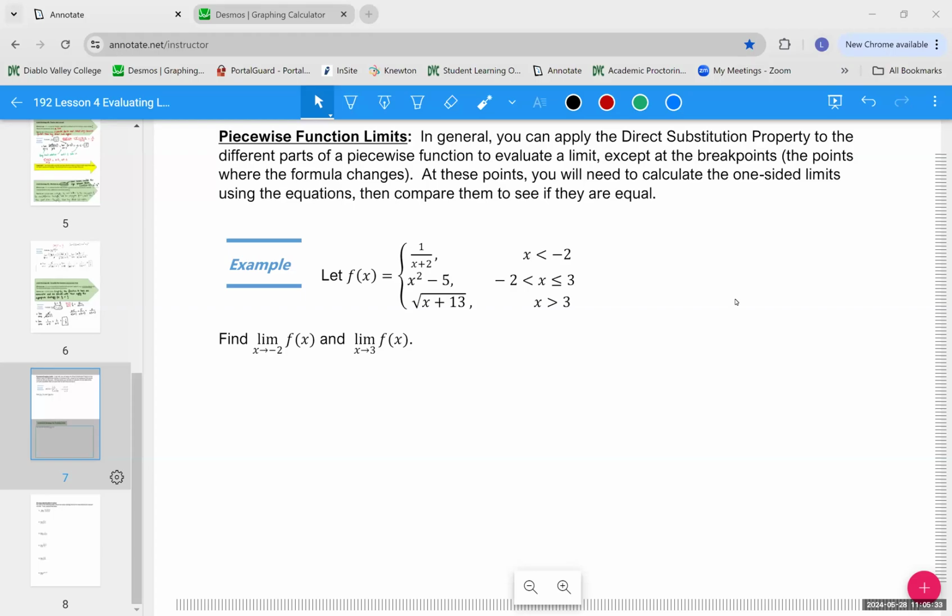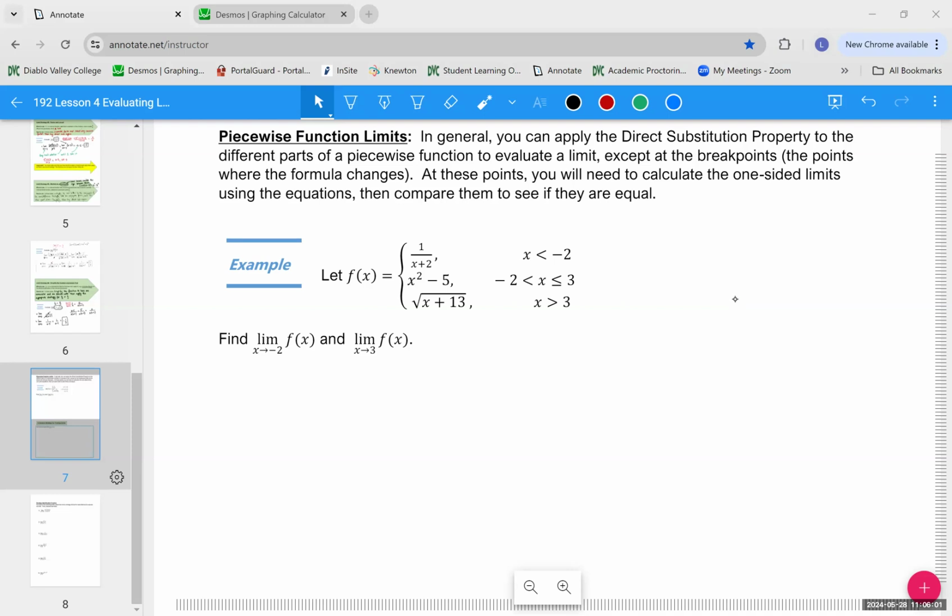Okay, and closing out our finding limits analytically, we need to talk about piecewise functions. In general, you can still do direct substitution for any of the parts of a piecewise function. So you can directly sub into any one of the equations as long as you're dealing with x values that are in that domain. But where you're going to have a problem is a breakpoint.